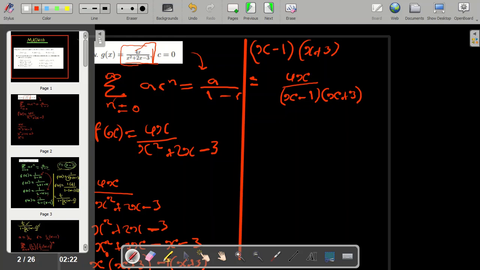Okay, sorry for that. So we proceed. This is our f of x, the function that we have. So now by partial fractions, let's go to the next screen so that we start the partial fraction decomposition.